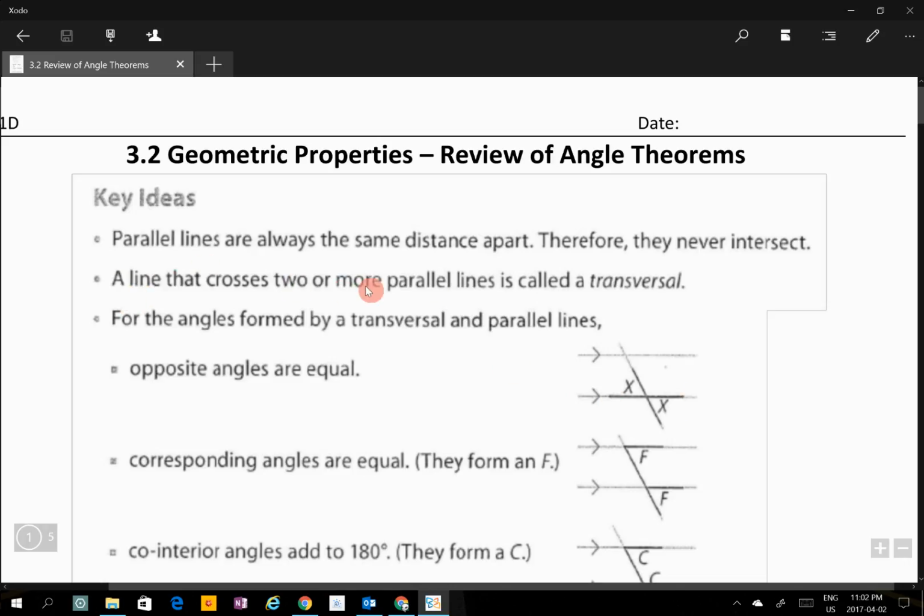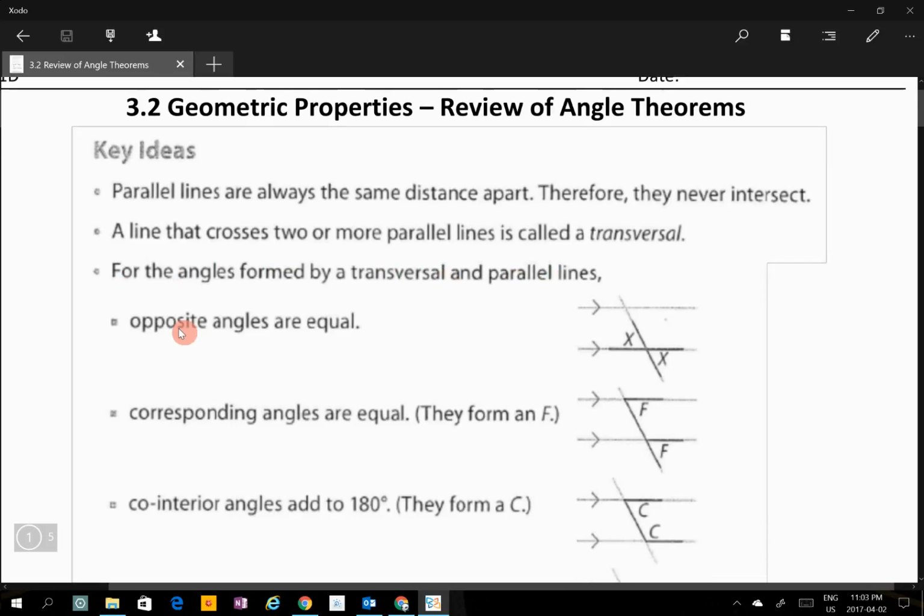A line that crosses two or more parallel lines is called a transversal. So here's a line that crosses the two parallel lines. This is called a transversal. And for the angles formed by a transversal and parallel lines, we have several cases here.